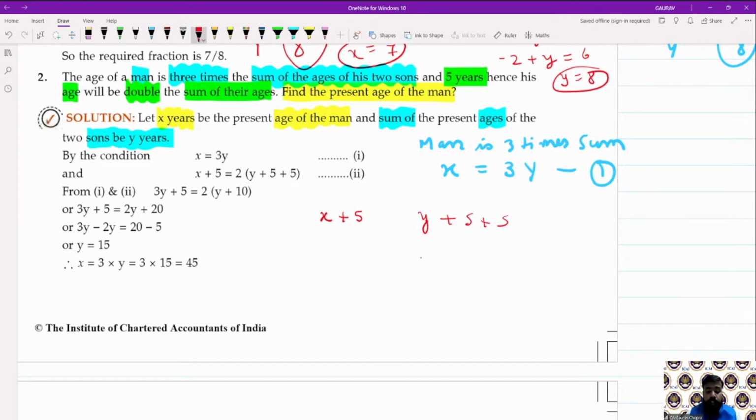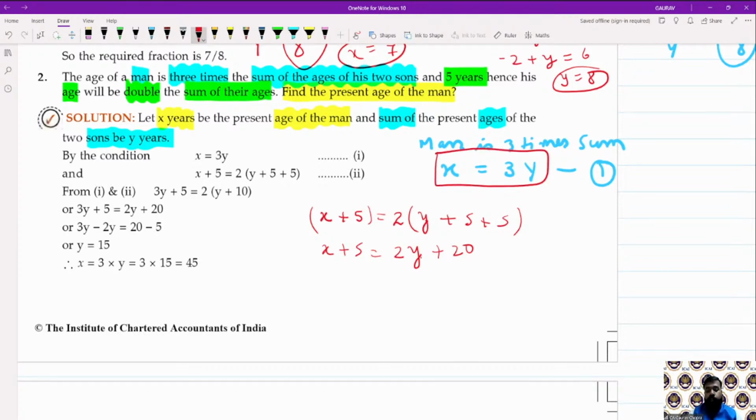Now, what is the relation? This time the relation is double. So x plus 5 is equal to 2 times of y plus 5 plus 5. Now we can simplify it. So x plus 5 is equal to 2y plus 20.